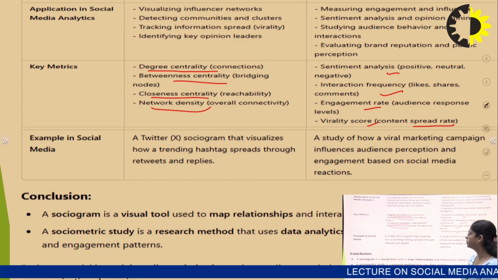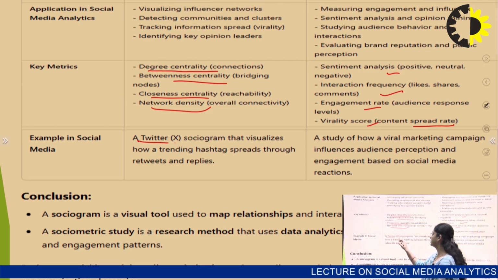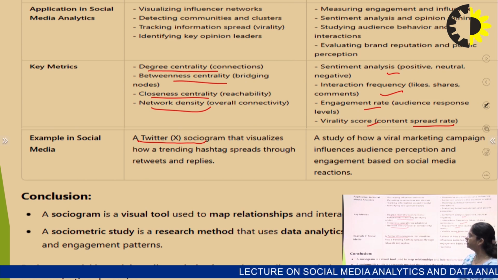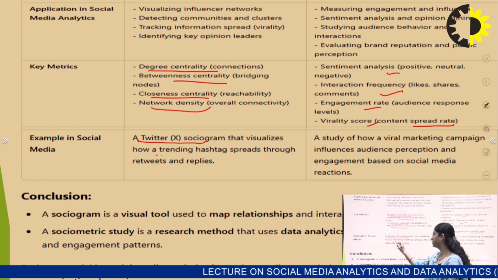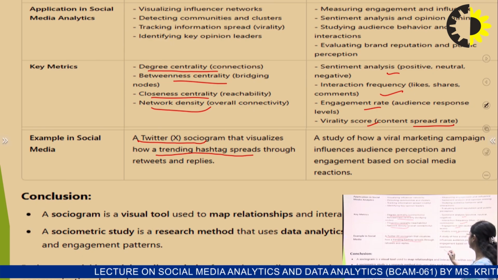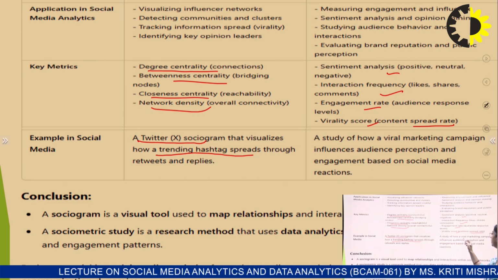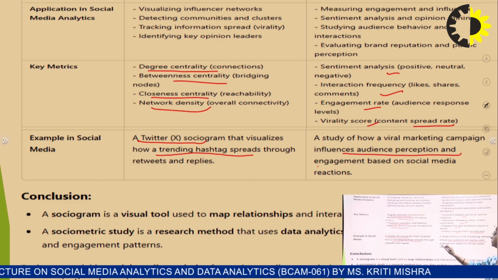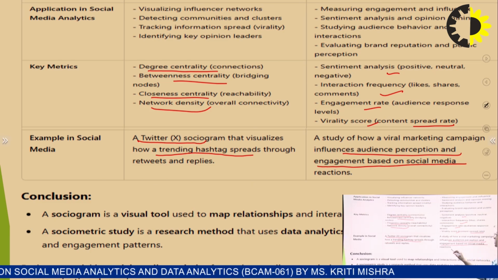Next, example in social media: Twitter is an example of a sociogram that visualizes how a trending hashtag is spread through retweets and replies. And next, a sociometric example is a study of how a viral marketing campaign influences audience perception and engagement based on their social media reactions.